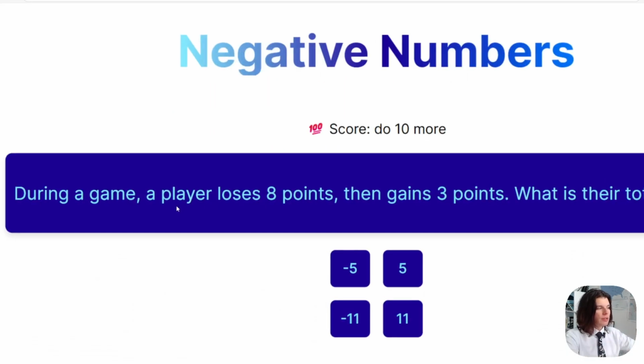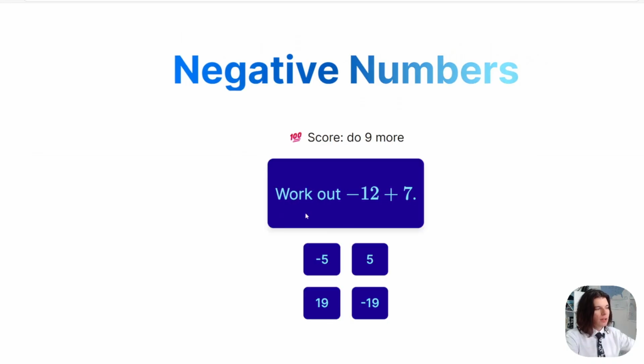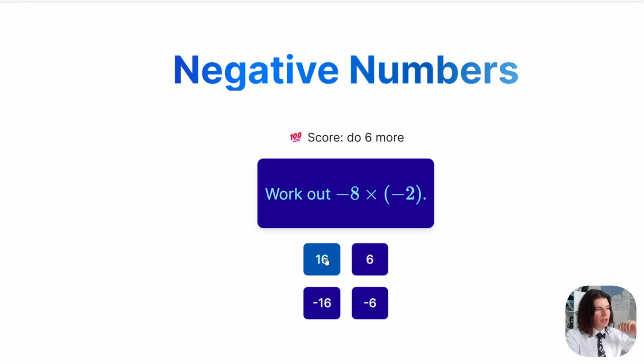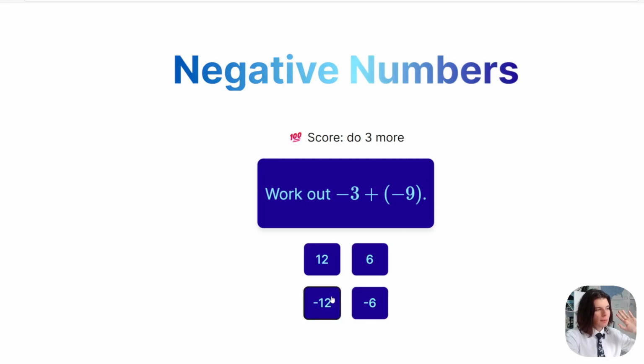So for example, during a game, a player loses 8 points and gains 3 points. Total point change is -5, and then you just go on and on. So for example, -12 plus 7 is -5. This is take away -4, so -4 is 13, etc. If you have any issues, you're free to make mistakes. That's totally fine. Let me just randomly finish it.